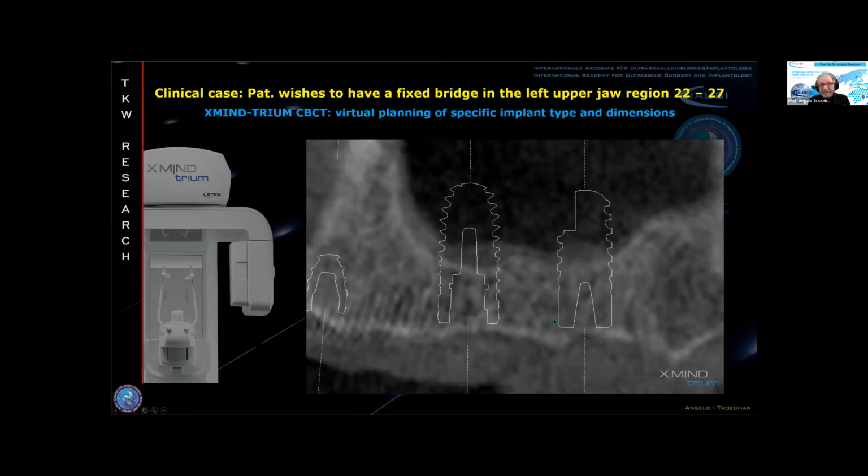As you can see in this case, we have a very big sinus cavity, which does not allow us to insert implants. And this is also another big discussion in general implantology. Why don't we use short implants? Believe me, one thing is for sure.